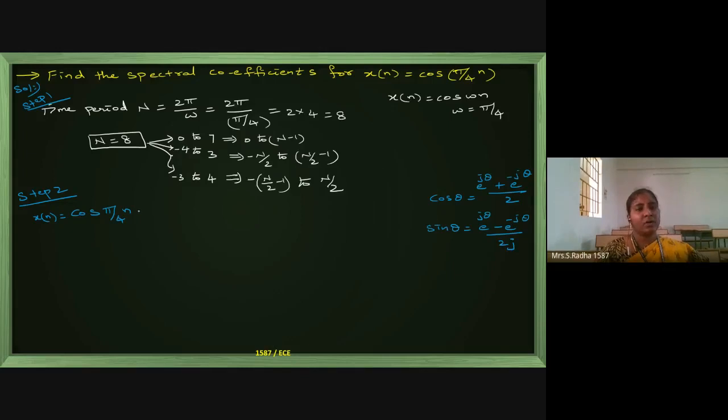Now here I have cos theta, and in the place of theta I have pi by 4 n. I will write it in terms of exponentials: e power j into pi by 4 n, plus e power minus j into pi by 4 n, divided by 2. This is my expansion for the given question. I will make it equation 1.